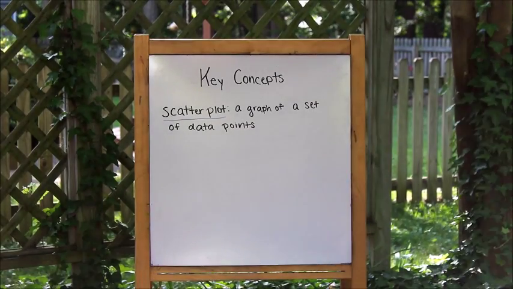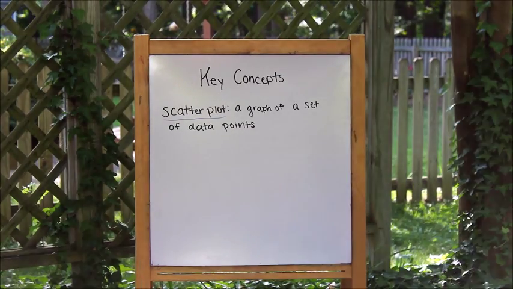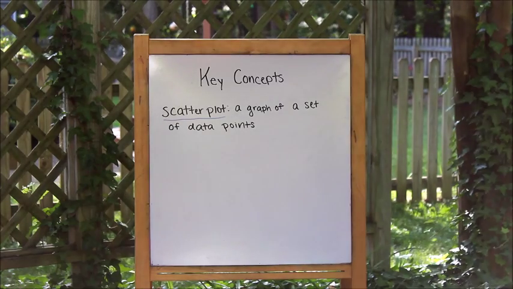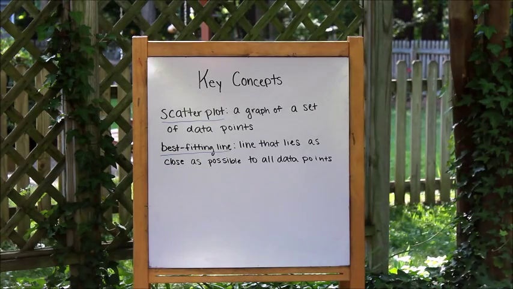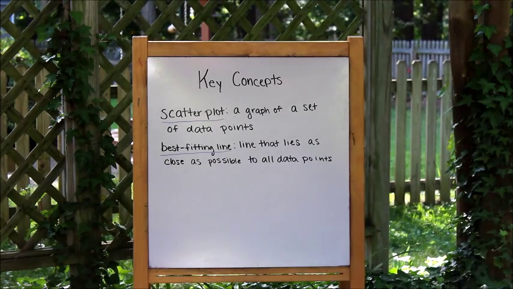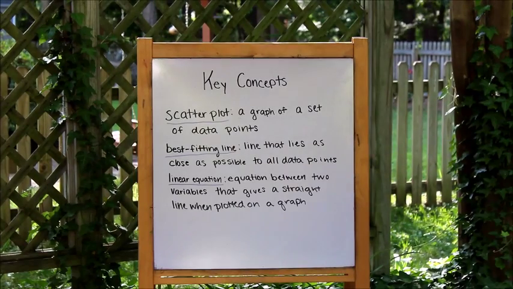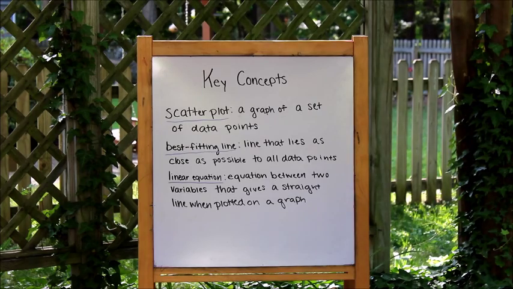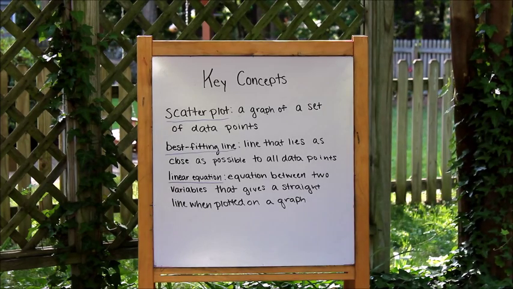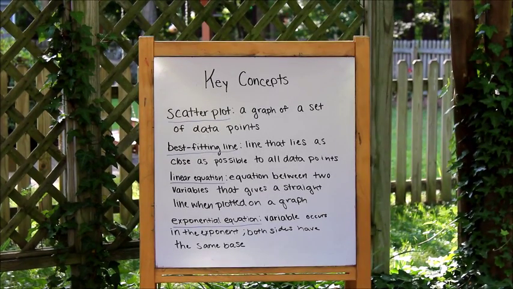One of the key concepts you have to know for this unit is the scatter plot, which is a graph of a set of data points. Another key concept you need to know for this unit is a best fitting line. A best fitting line is a line that lies as close as possible to all data points. Another key concept that you should know for this unit is a linear equation. A linear equation is an equation between two variables that gives a straight line when plotted on a graph. The last key concept that you should know for this unit is an exponential equation. This is where a variable occurs in the exponent and both sides have the same base.